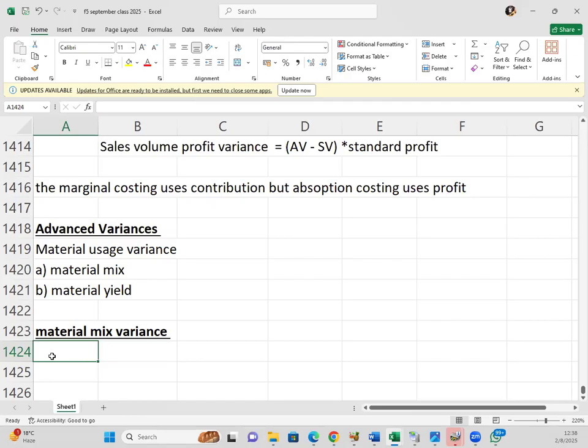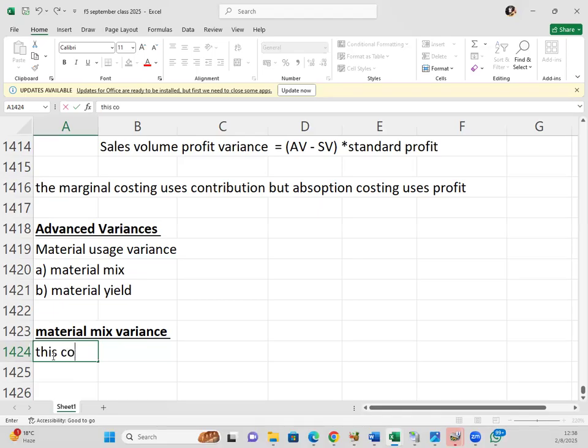These are the different ingredients that we use when we are baking the cake. So the material mix says, if you change the ratio, we are still producing the same cake, but we change the ratio in which we were mixing the inputs. Is it going to become cheaper or more expensive? So we compare the standard ratio and the new ratio, to see whether the new ratio is now cheaper or more expensive. That is the material mix.